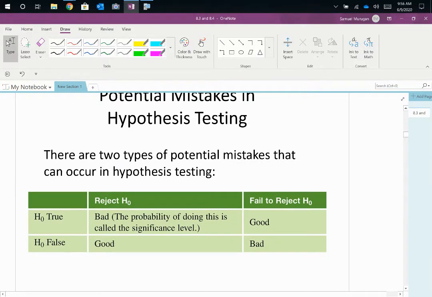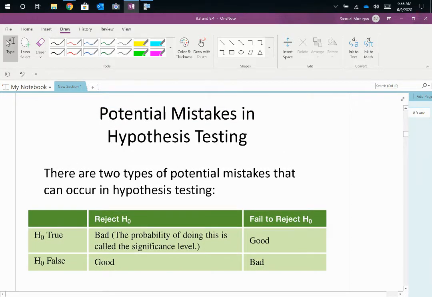So, potential mistakes in hypothesis testing. There are two types of potential mistakes that can occur in hypothesis testing. Firstly, if the null hypothesis is true, rejecting the null hypothesis is bad. The probability of doing this is called the significance level. Failing to reject the null hypothesis is good. If the null hypothesis is false, rejecting it is good.